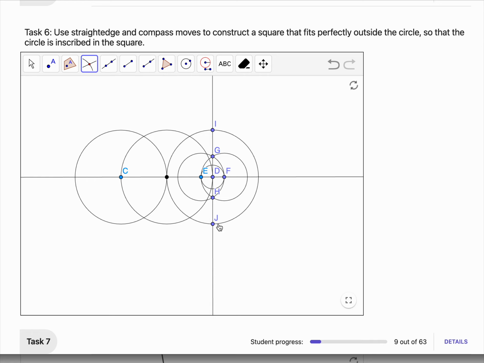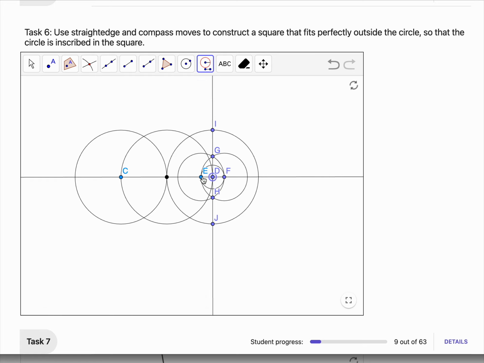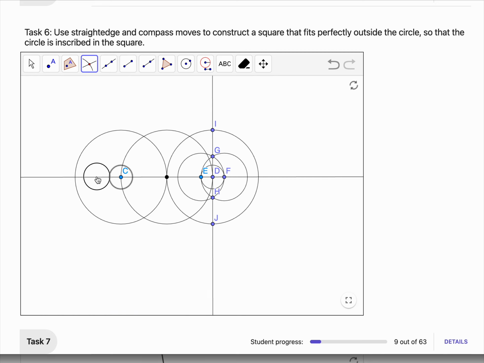There we go, I and J. Those are going to be corners of the square. I just have to do the exact same thing I did over here on C. So we're going to do the same exact thing. In fact, I'm going to even borrow this radius from D to E, and I'm going to put the circle centered on C. So now, let me call out these intersection points where this circle crosses this line.